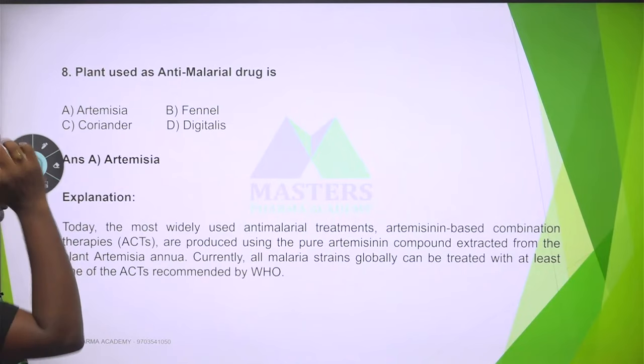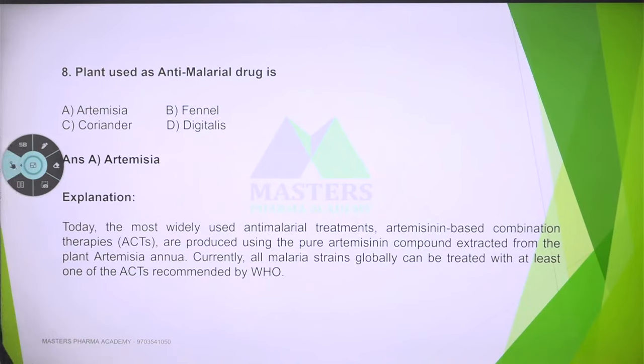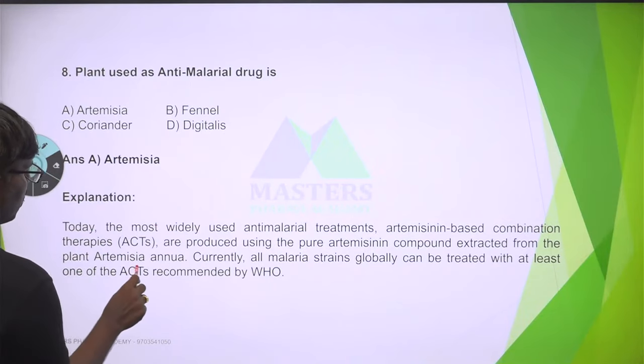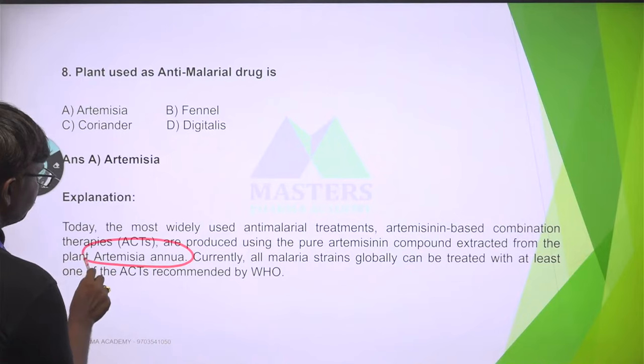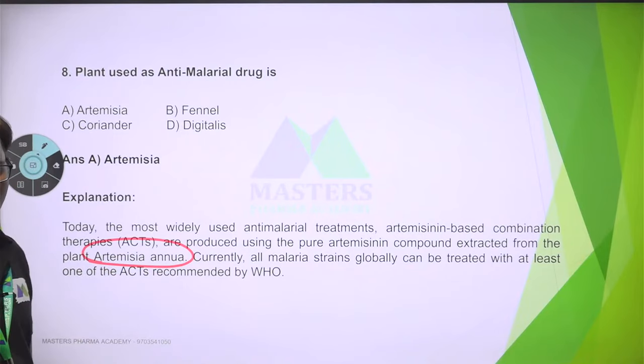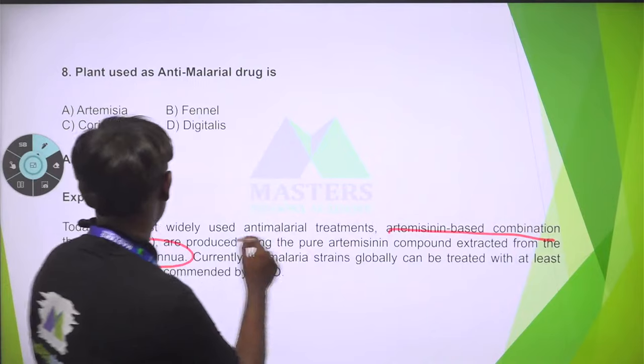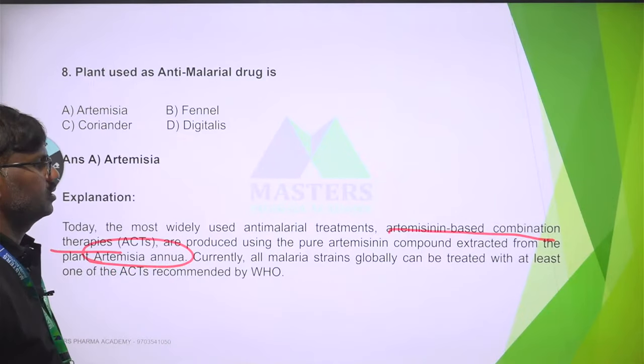And this is used in combination therapies. Artemisinin-based combination therapies, mainly obtained from Artemisia annua. Okay, this is important, the biological source, Artemisia annua. And this is used in artemisinin-based combination therapies, ACT therapy, right?